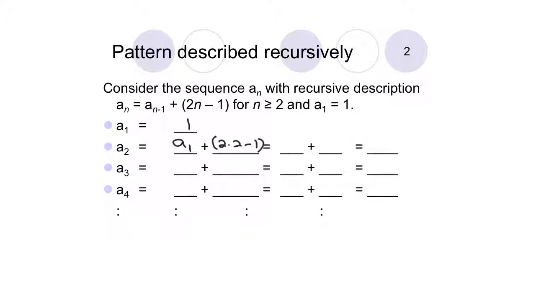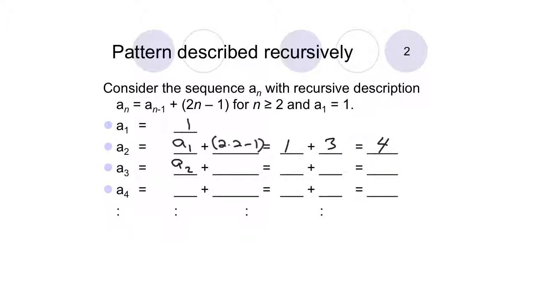Now I can evaluate that because I know two things. First off, I know that A1 is 1, not just because it's given there, but because it's just in the row right above. So A1 comes from the previous line as being 1. And of course, I can do 2 times 2 minus 1. That's an easy calculation. And then I just do a little arithmetic, and I get 4.